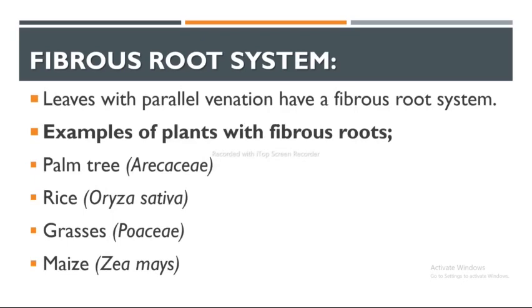Leaves with a parallel venation have a fibrous root system, and the examples of the plants with the fibrous roots are: first example is palm tree. The palm tree is also known as the Ericaceae. Next example is rice, and rice is also known as Oryza sativa. Third example is grasses, and grasses are included in the family of Poaceae. And the next example is maize, and maize is also known as Zea mays.